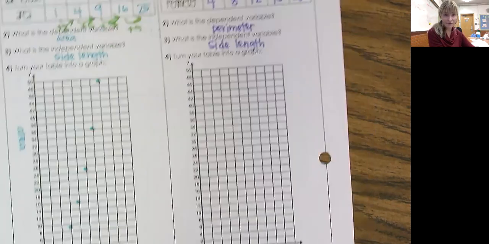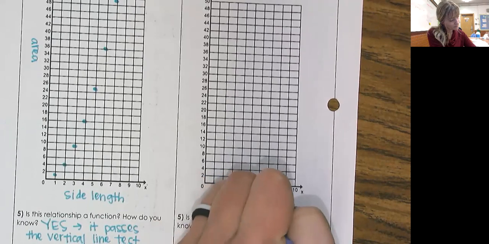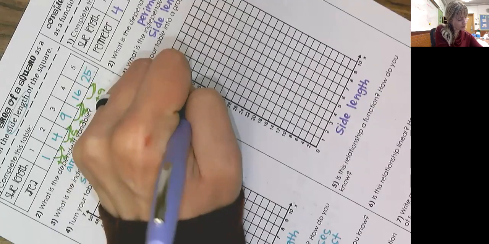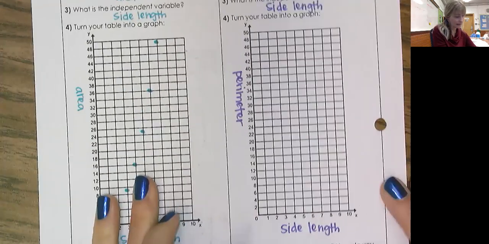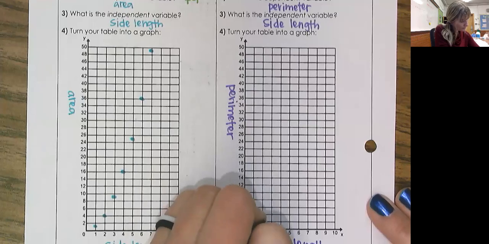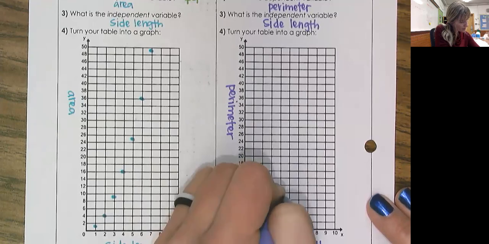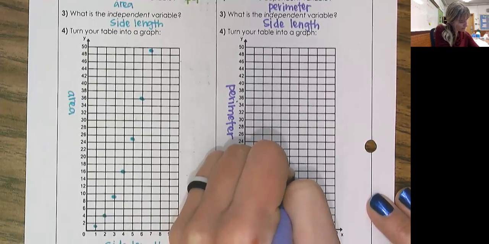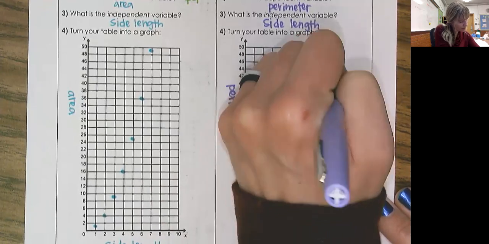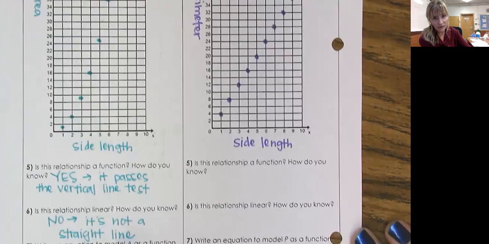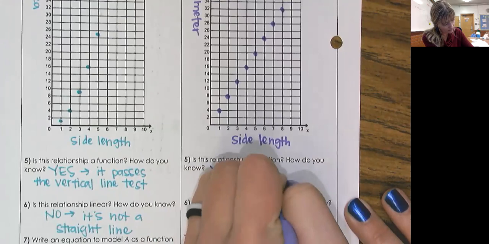So on my graph, I'm going to put side length down here. And I'm going to put perimeter over here. And I'm going to graph it, and let's see what happens. 1, 4, 2, 8, 3, 12, 4, 16, 5, 20, and I can keep going. I can see the pattern really clearly because guess what? Is this a function? Yes. This also passes the vertical line test.